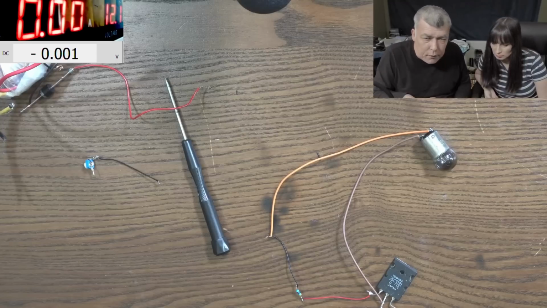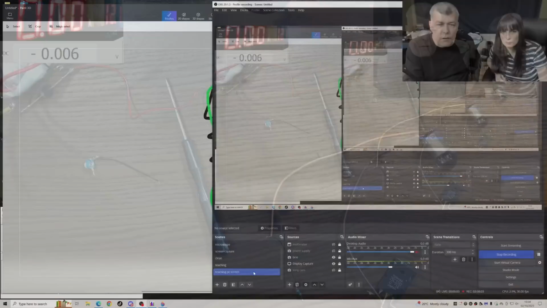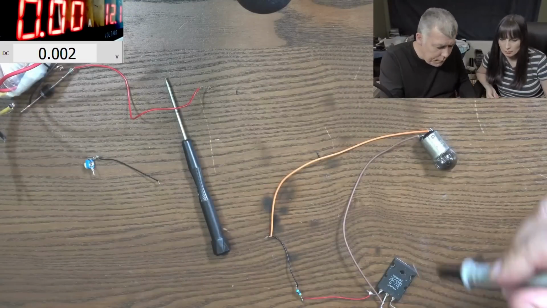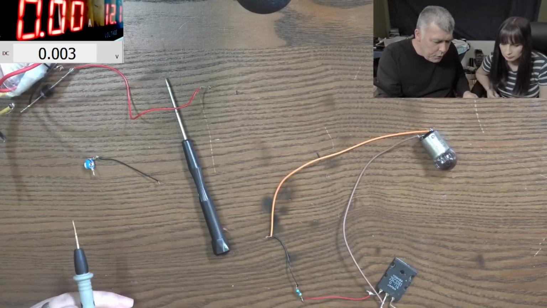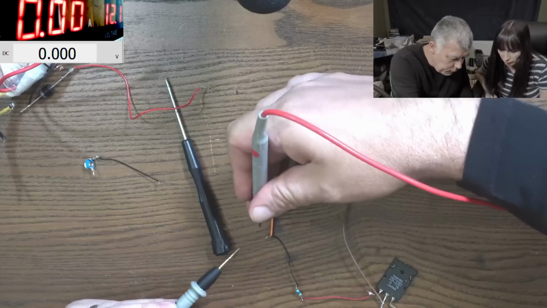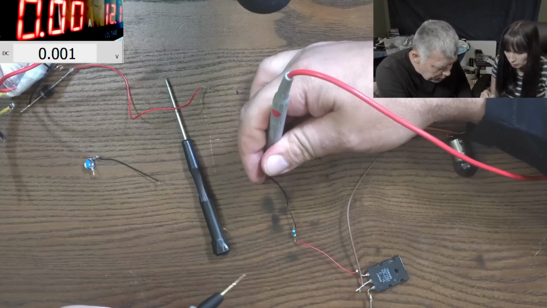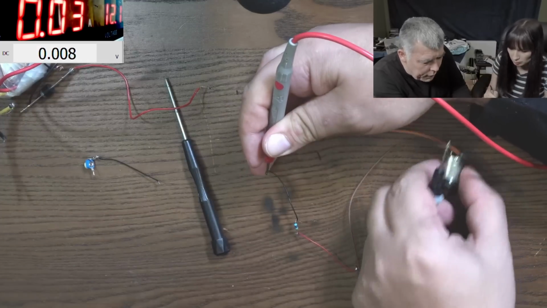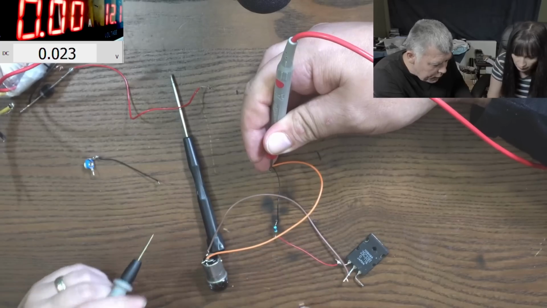Now I'll hold the press here. I want you to check the voltage on the light bulb. What voltage do you think it will be on the light bulb, from here to here? Let's check. Let's see what voltage you have. So you have to check across the light bulb. From right here. You can check here. It's fine.